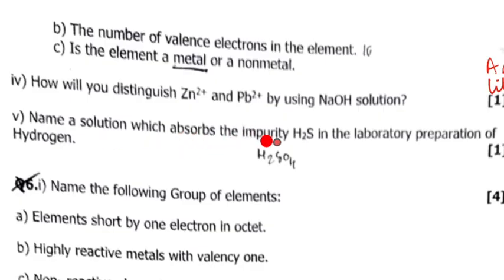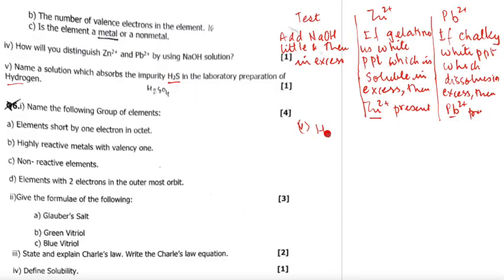Name a solution which absorbs the impurity H2S in the laboratory preparation of hydrogen. So this is our 5th subpart. Remember, in the preparation of hydrogen, there are quite a few washer bottles which are going to absorb the impurities. So we have H2S is absorbed by lead nitrate solution. Remember each washer bottle and the function of it.